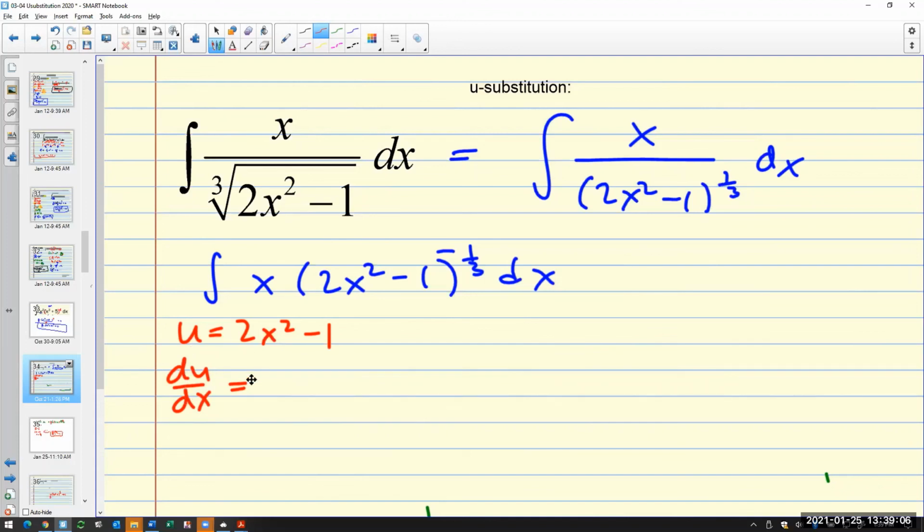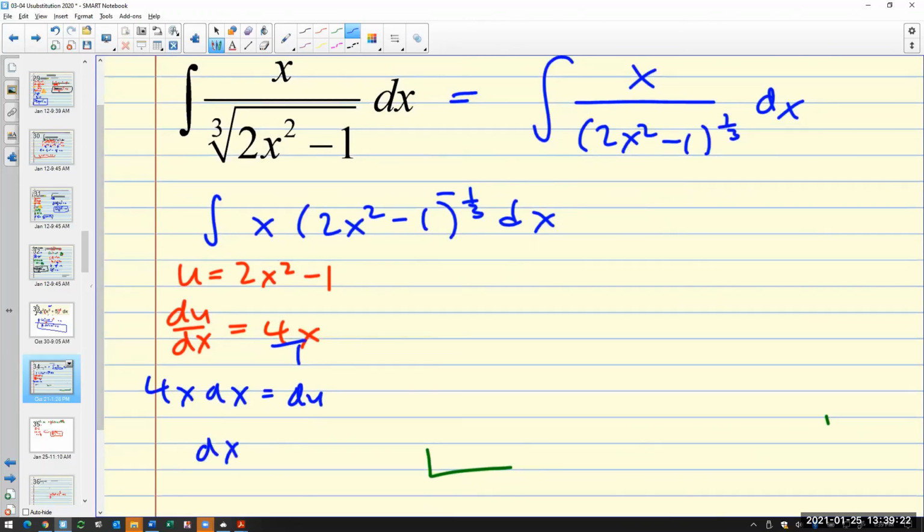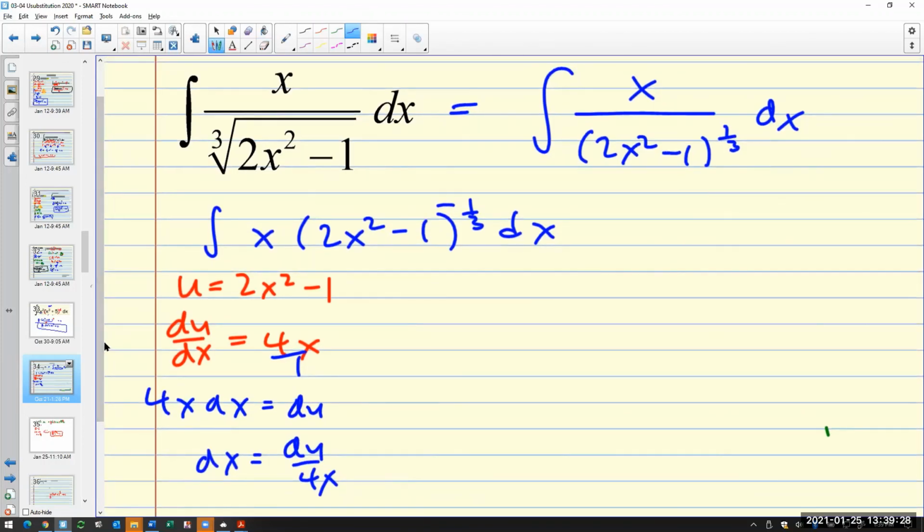All right, du dx equals 4x plus 0. Everybody good with that? Solve for dx over here. This is divided by 1. So if I cross multiply, I get 4x dx equals du. So therefore, dx is going to be equal to du over 4x. All right? So what's my next step?